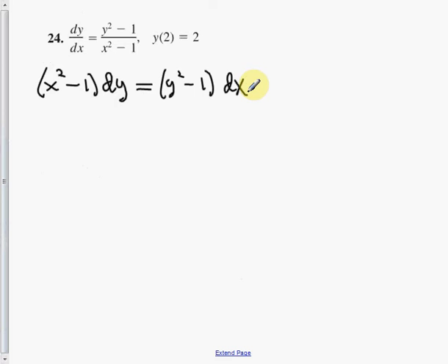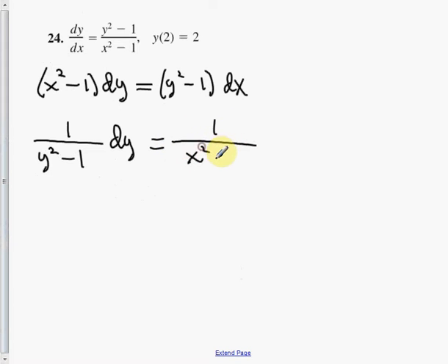But the variables are not separable, in terms of the x's not being with the dx's and the y's not being with the dy's the way we want them. So you could have done that really the first stroke, but we're going to divide both sides by x squared minus 1 and then divide both sides by y squared minus 1. And so what we have is 1 over y squared minus 1 dy is equal to 1 over x squared minus 1 dx. So now they're separable.